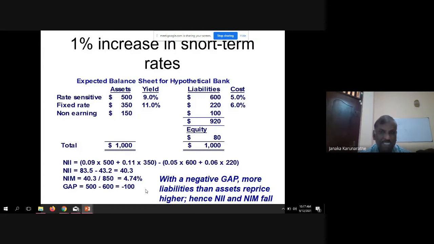Now, this is a very simple example, and the situation may vary depending on the size of the gap. It's a very marginal 100 million gap. Let's say you had a gap of 10 million, the situation would be much worse. Then you can restructure your balance sheet appropriately to minimize the risk.